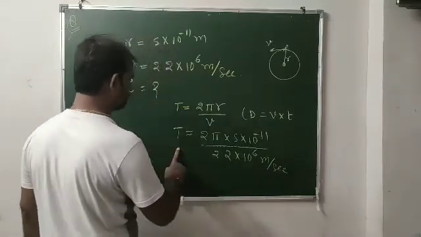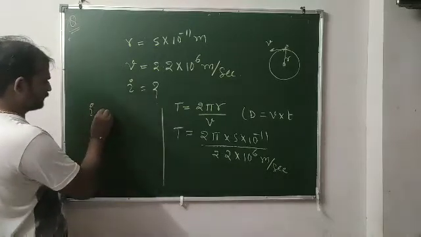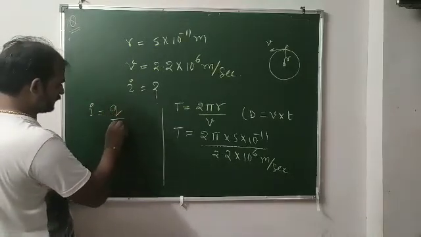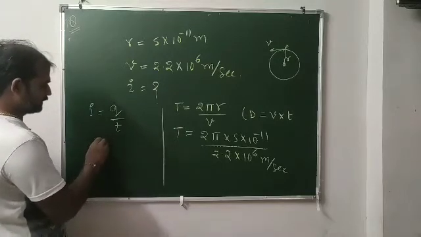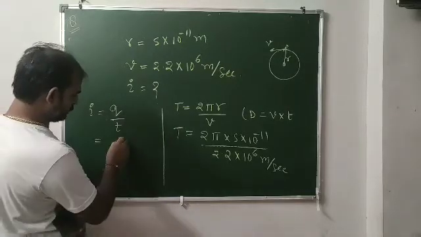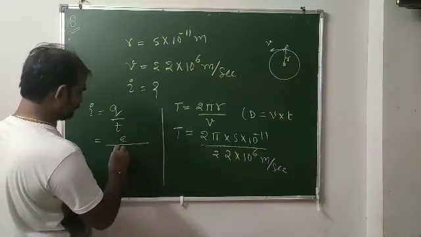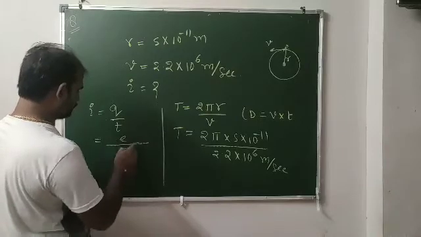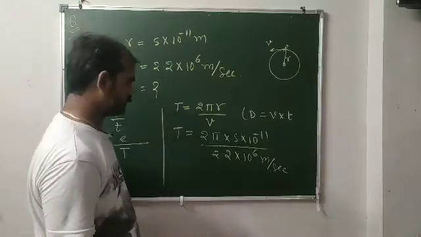This will be the time, and we know that I is equal to Q upon T. Current is equal to charge upon time. So students, what will be the charge on the electron? That will be e, upon this time period we will put, and on solving this we will get the current. So let us do it.